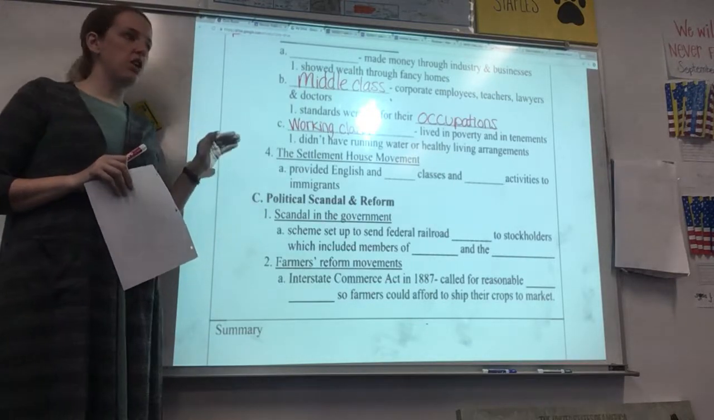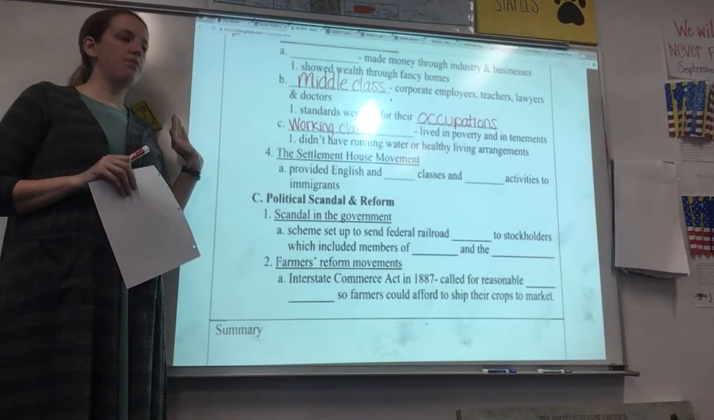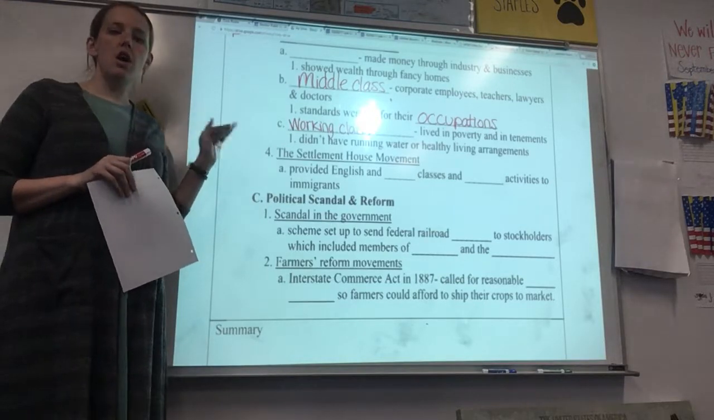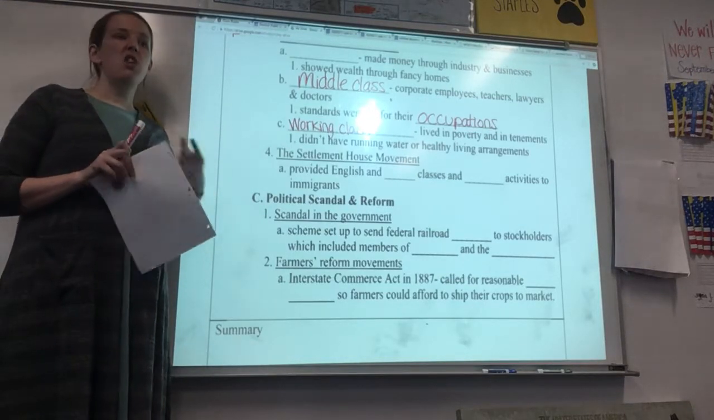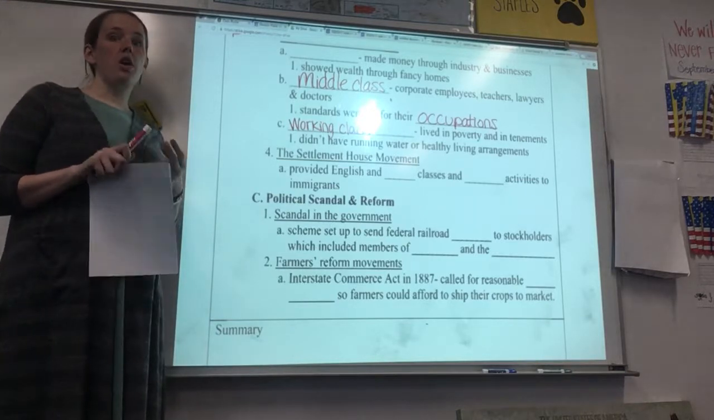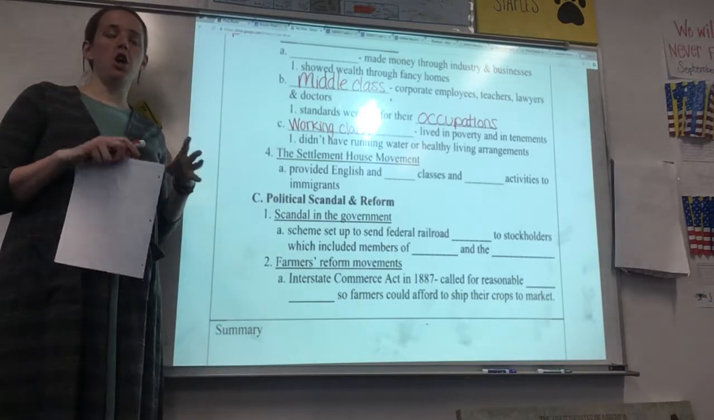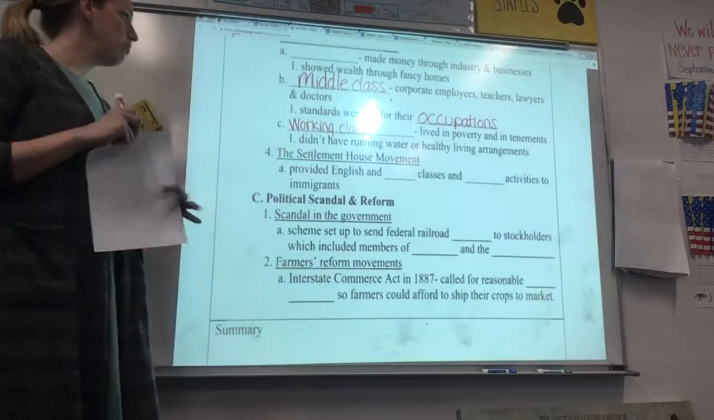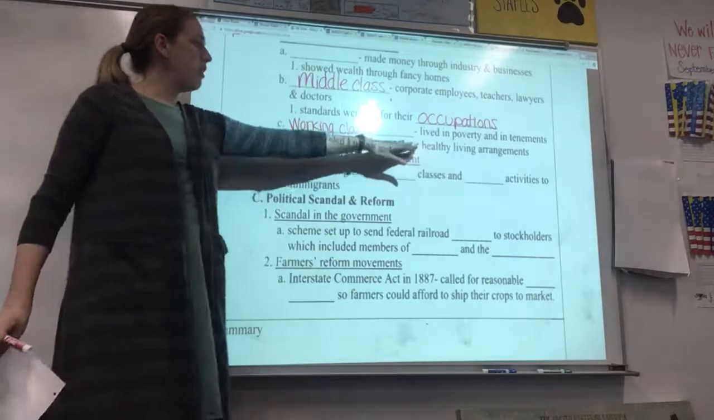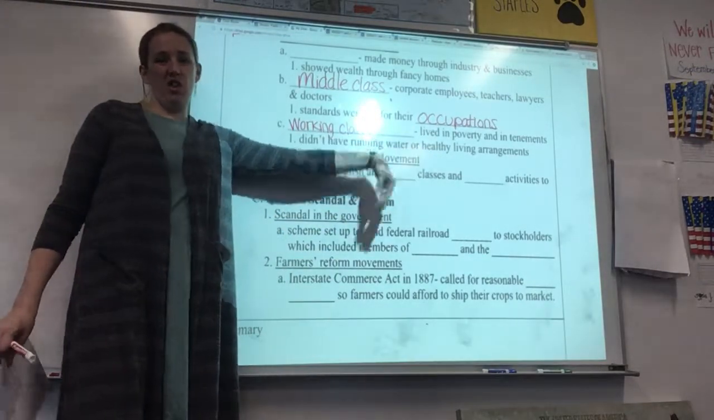There were limited standards on how the building could be run, as far as lighting, water, number of people per apartment or per building. And there were the healthy living arrangements, meaning they were dirty, they were gross.